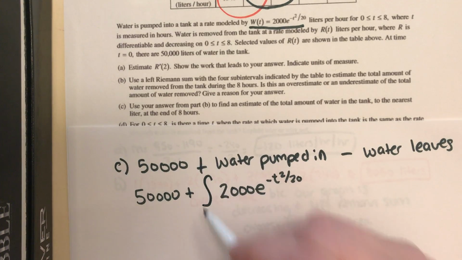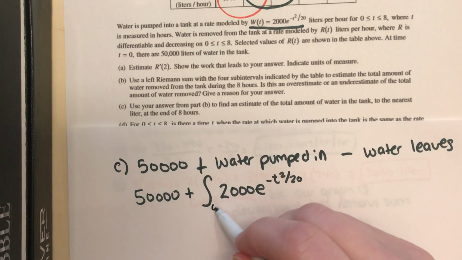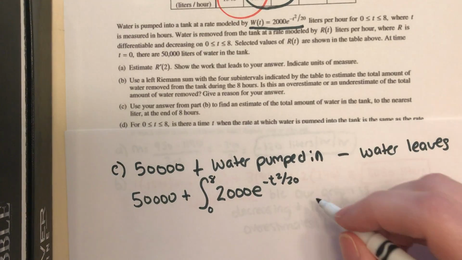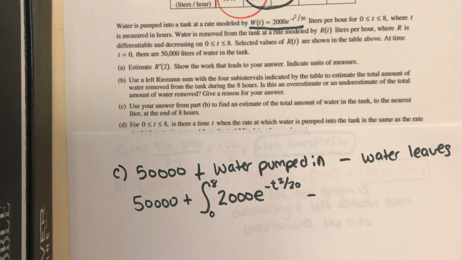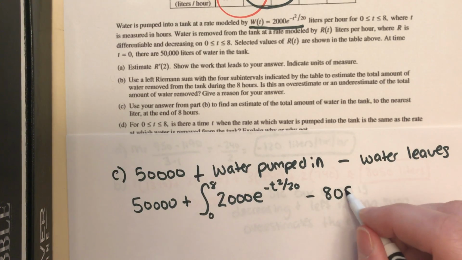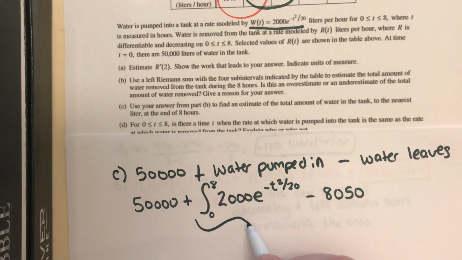So I'm going to take the integral of that. And I want the integral to go from my start, so 0, to my finish time, which is 8, minus how much water is leaving. We already know that because we figured that out from part B. Water removed, and we got 8,050.